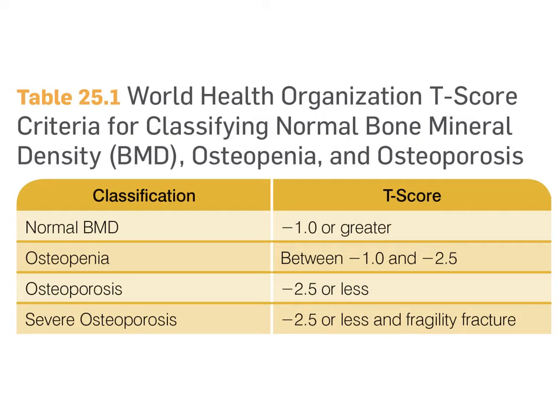So according to the World Health Organization, here you can see the diagnostic criteria for T-scores. Again, normal bone mineral density is -1 or greater. Osteopenia is -1 to -2.5. Osteoporosis is -2.5 or worse. And then -2.5 or worse with fragility fractures is severe osteoporosis. Again, for the RD exam, you will want to understand these T-scores. So it's -1 and above, -1 to -2.5, and -2.5 or worse. Just make sure you know those for the RD exam.